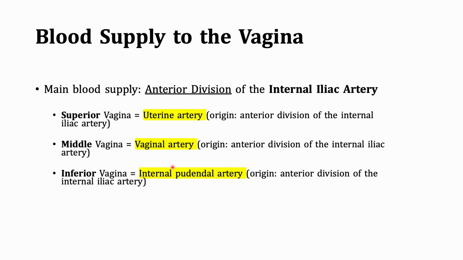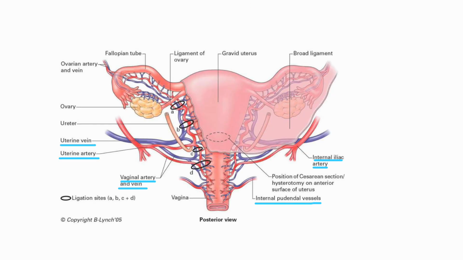And I know that there's a pudendal nerve, but the pudendal artery is actually still from the anterior division of the internal iliac artery. This is a really important slide and very confusing, so I would just take some time with this.